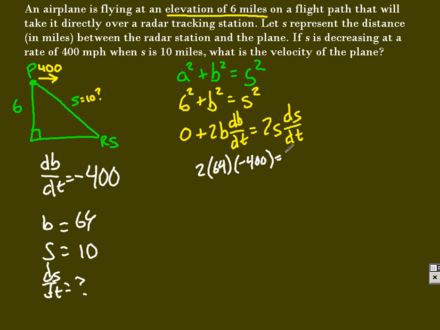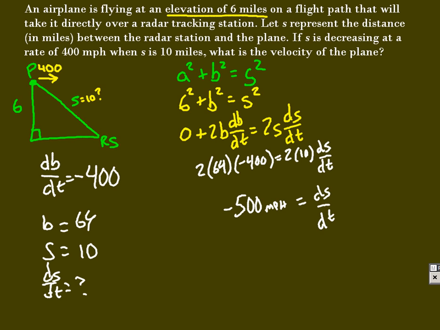And then we also have on the other side 2 times 10 times ds dt. From there it's just simplifying, and we're going to end up with, when you divide by 20, negative 500 miles per hour for ds dt. So that's how much it is changing at that point. Again, think about it though. A negative velocity kind of doesn't make much sense, but in terms of how the plane is going with respect to the radar station, right now the distance is getting shorter, so it should make sense to have a negative velocity because the distance is closing on you.